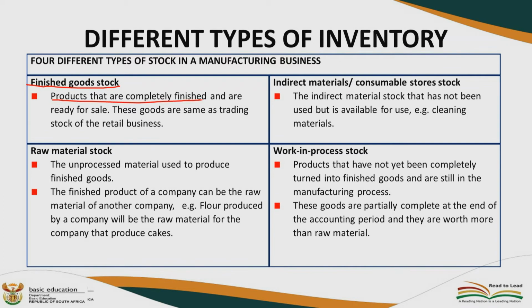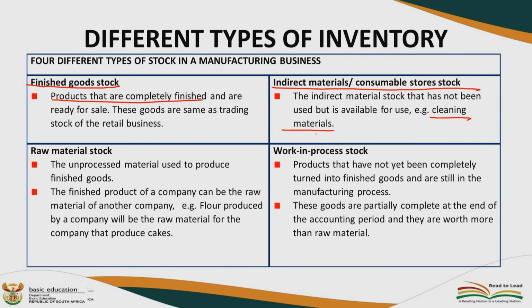Let's go to the second type. The second type is your indirect materials, or consumable stores stock. This indirect material is stock that is used in the factory, like what I said, but not directly on the finished product. So in this particular example, I've given you cleaning material. Your consumable store stock is indirect material stock that has been used and is available for use. So we are talking about your cleaning materials.